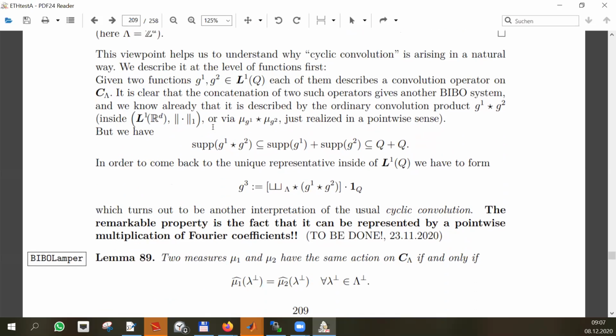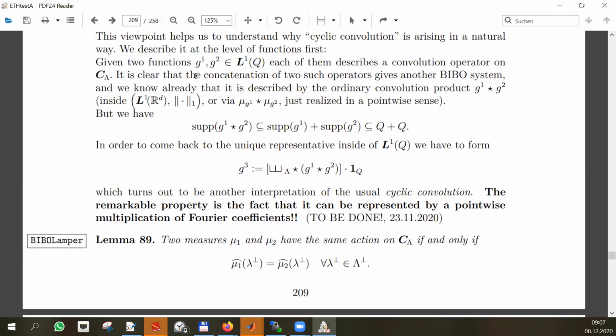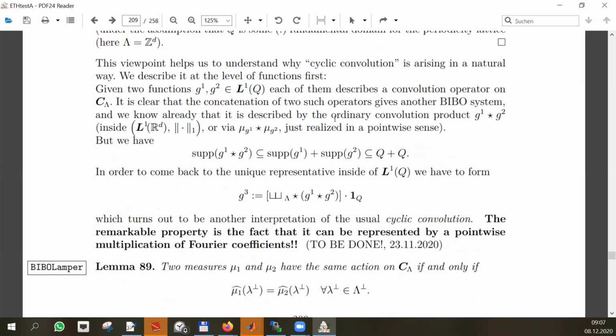So how does this idea of cyclic convolution come in? Well, assume you're giving me two functions, and there is, I would say, a Q missing everywhere. So the first thing is that you're taking the convolution now for the composition of two such operators.